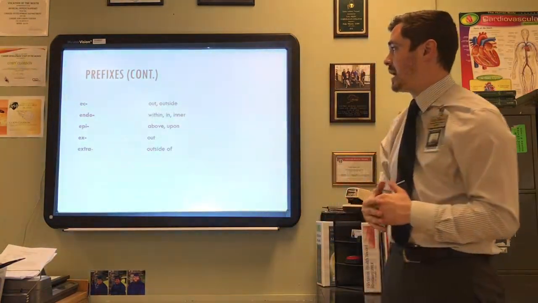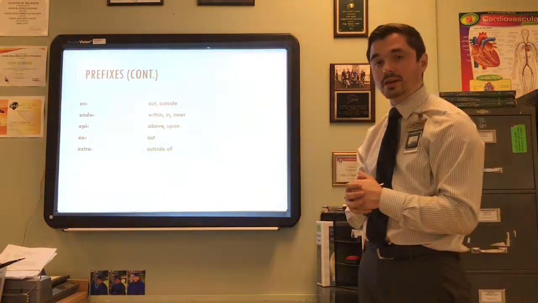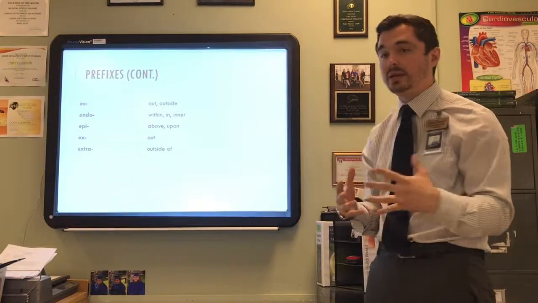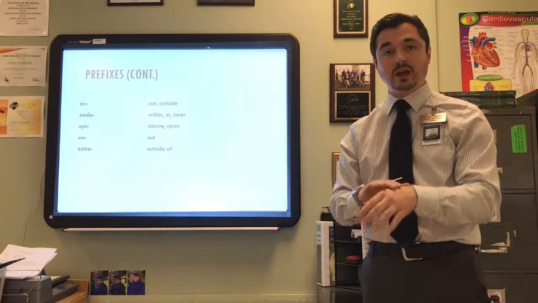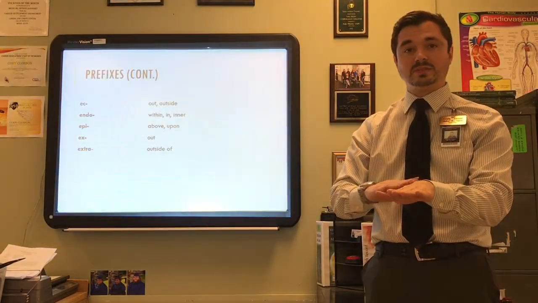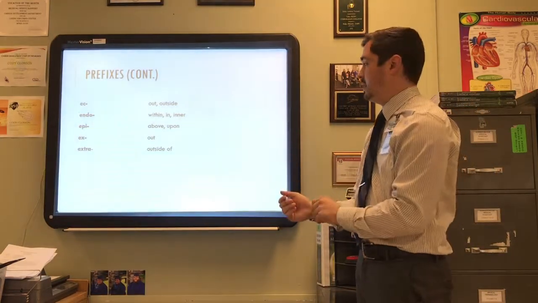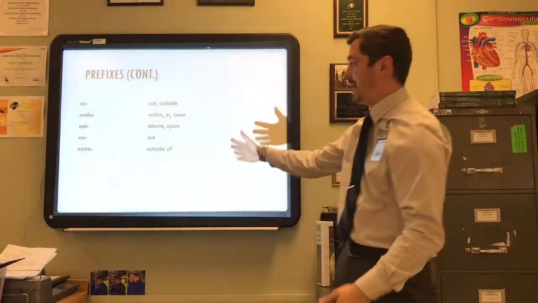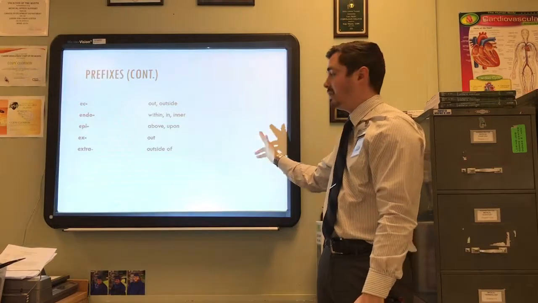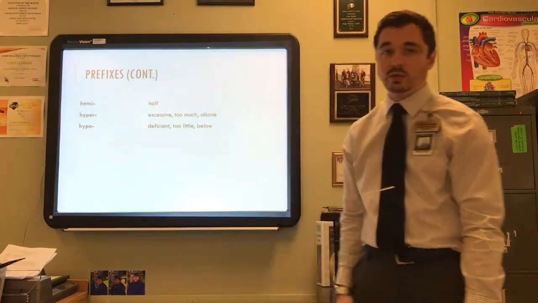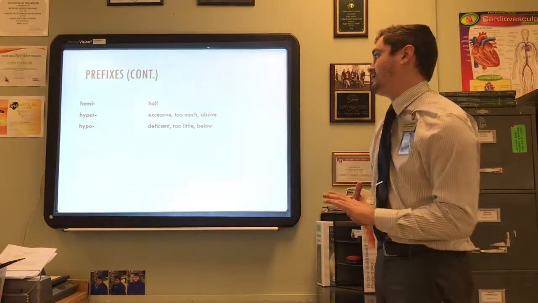Ec means outside or out. Endo is within or inner. Epi is upon or above, like your epidermis is the outer layer of skin. It sits above your dermis. Ex means out, while extra means outside of. So be careful with these terms, guys. It's important to get them into your Quizlets so you can really study these.